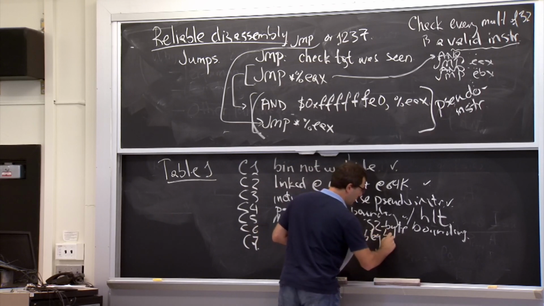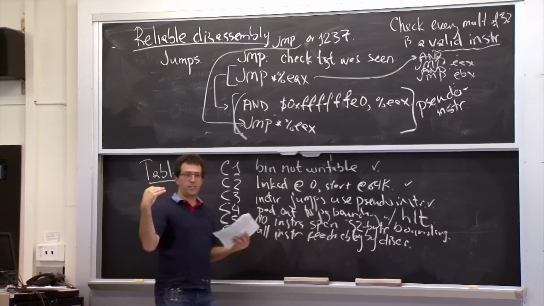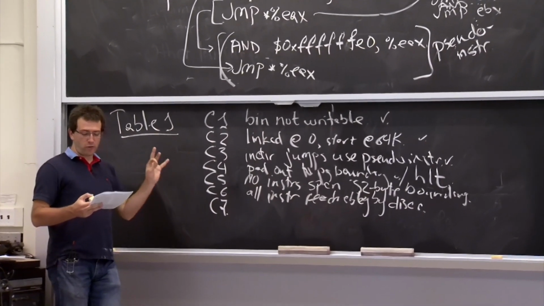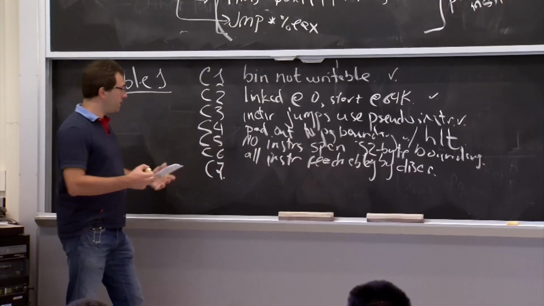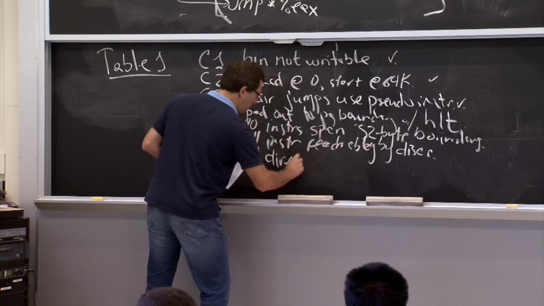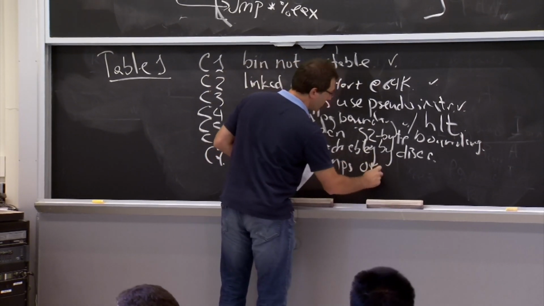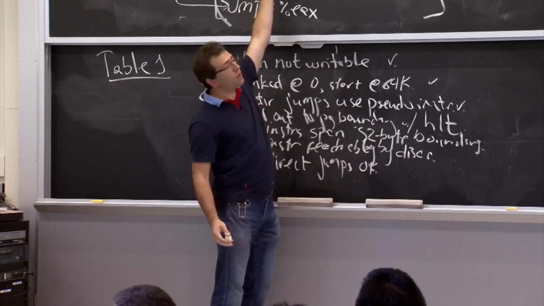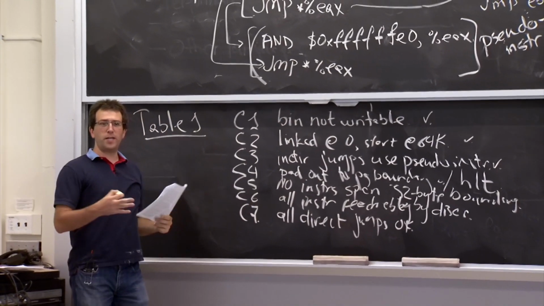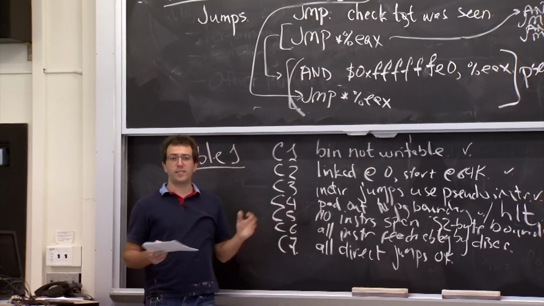OK. And then we have C6, which is basically all instructions reachable by disassembly from the start. So this ensures that we see every instruction. We can check every instruction that can possibly be run at runtime. And I guess C7 is basically all direct jumps are OK. So this is an example of that jump up there where you code in the target right away. So it doesn't have to be a multiple of 32, but it still has to be a valid instruction that we saw during the left to right disassembly.